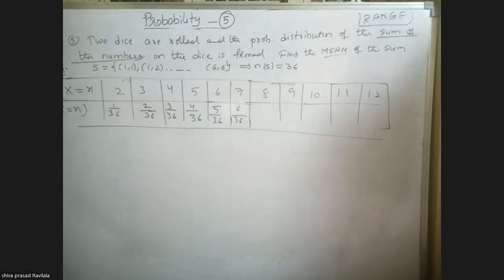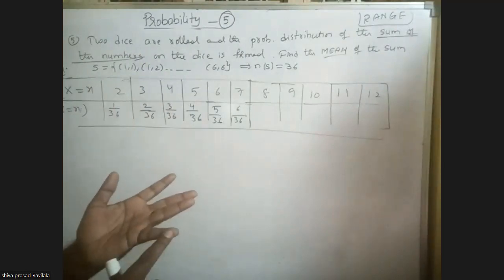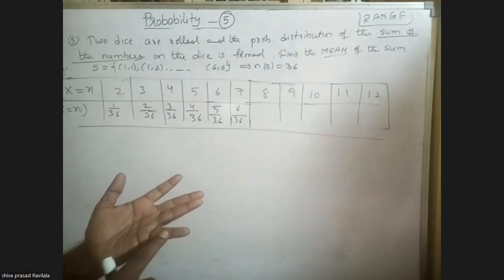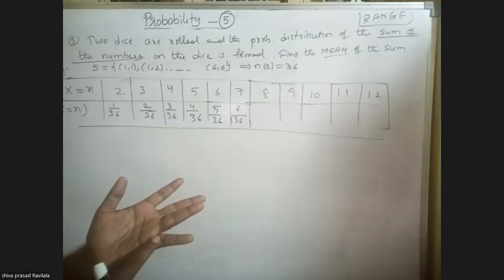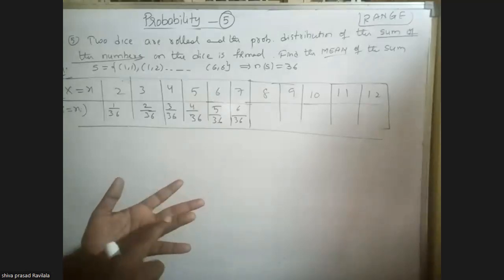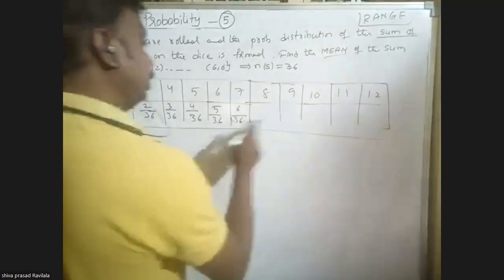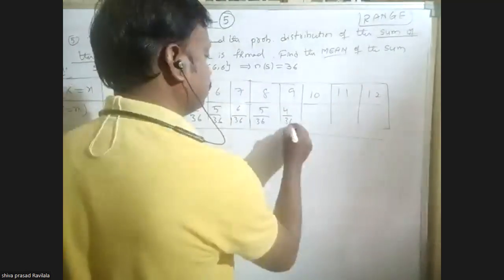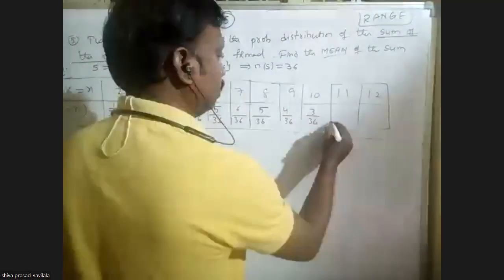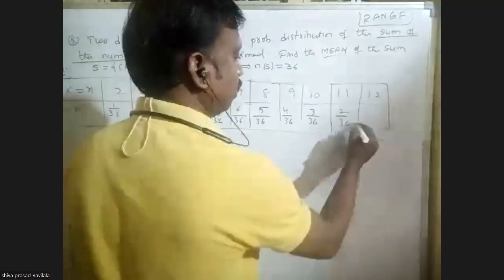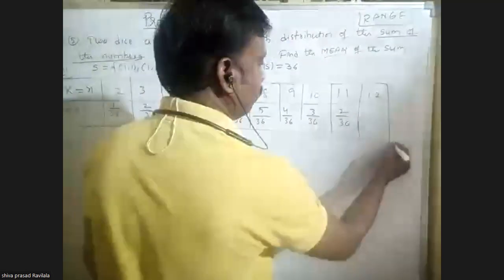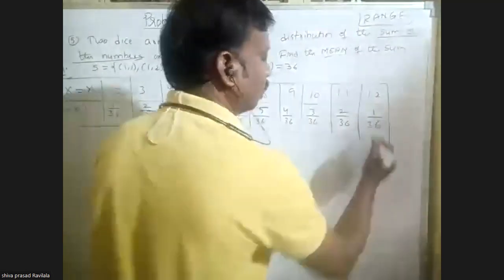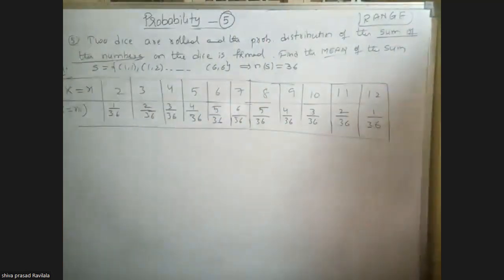And 8. 8 begins with 2, 6. And next one, 3, 5. Next one, 4, 4. 5, 3. 6, 2. Only 5 ways. Up to here increasing, from here decreasing. 5 by 36, 4 by 36, 3 by 36, then 11 is 2 by 36, 5, 6 or 6, 5. 12 has only one chance, 1 by 36. Finished. The table is completed, we can find anything.